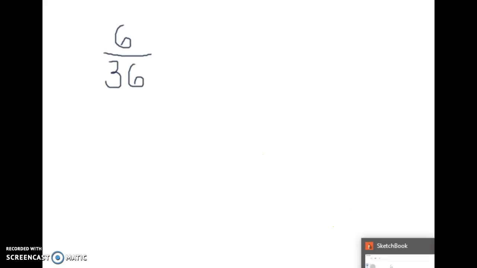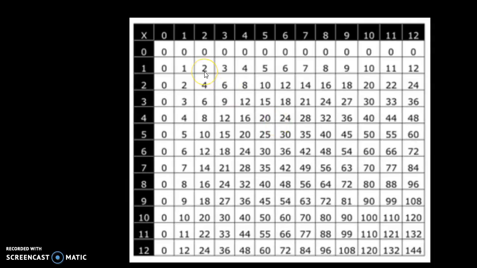Okay, this time let's do 6/36. So we need to find something that both 6 and 36 can be divided by. We're going to go back to our multiplication chart here. We're going to look for something that both 6 and 36 are in. Like I said, we don't really need to worry about 0 and 1. We're going to start with 2.